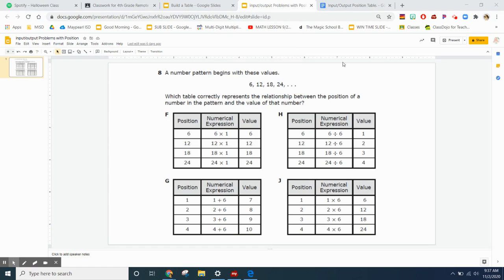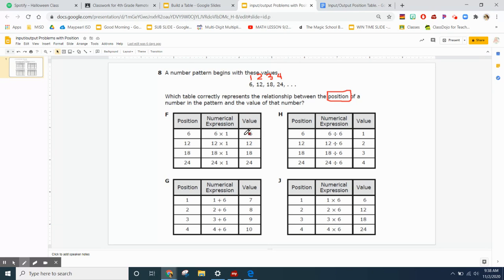So what we're going to do is start by looking at this question, and I'm going to walk you through. Okay, so a number pattern begins with these values, 6, 12, 18, and 24. Which number table correctly represents the relationship between the position of the number and the pattern? So the first thing we need to look at is the word position. Okay, position. That's where the number is in the pattern. This is the first position, this is the second position, this is the third, and this is the fourth.